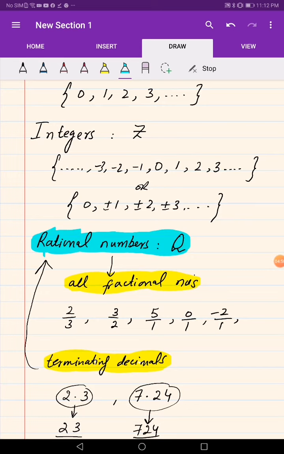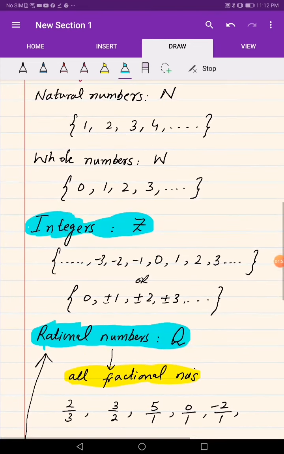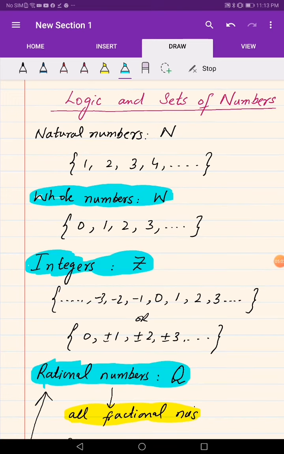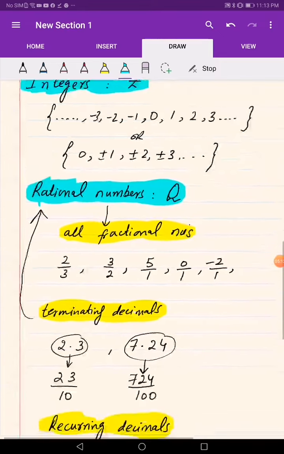Then we have integers, which are represented by Z, all whole numbers with plus minus sign. Whole numbers are represented with W, just the addition of 0 to natural numbers, and natural numbers are the first numbers which we actually discovered: 1, 2, 3, 4, 5, 6, 7, 8.